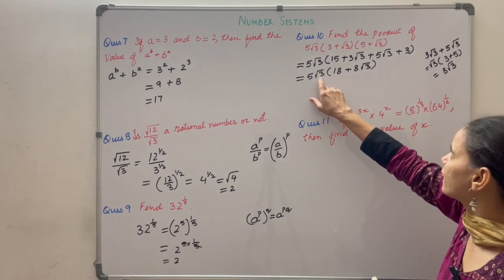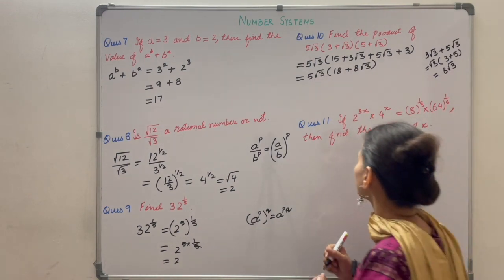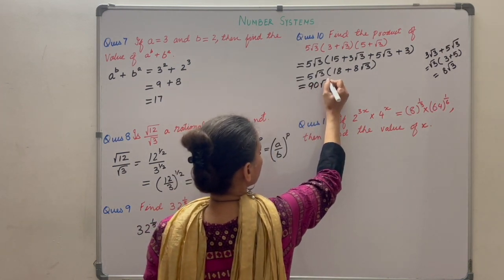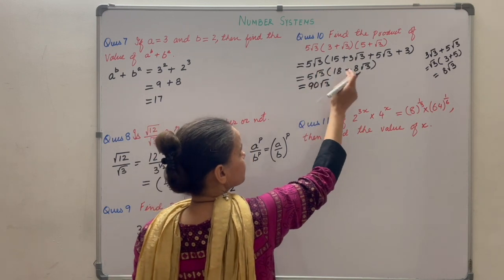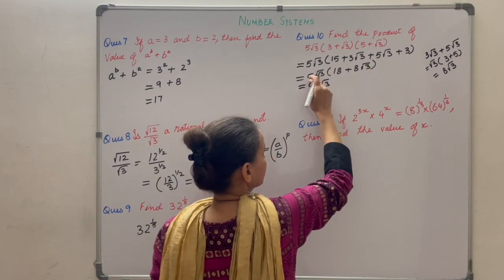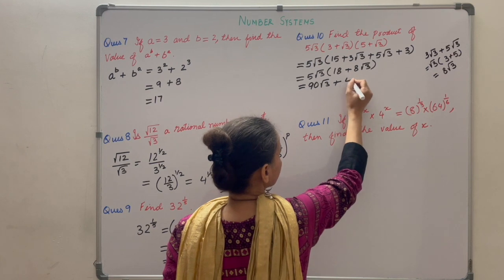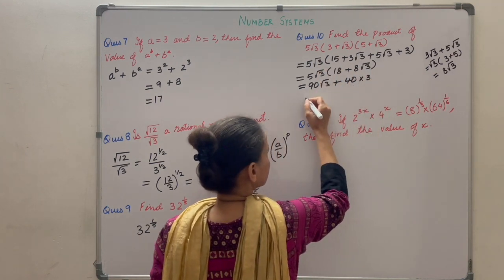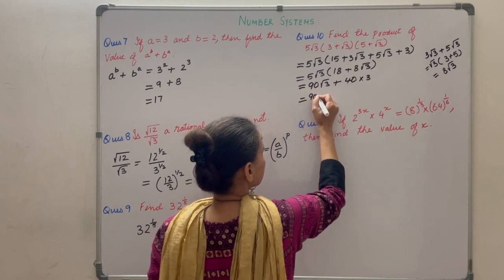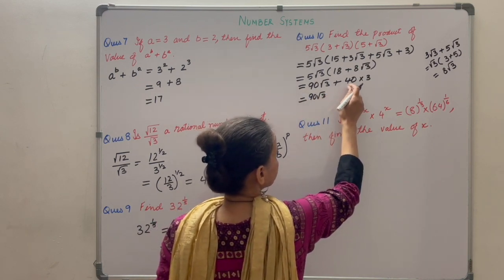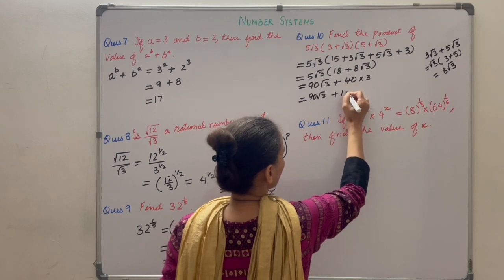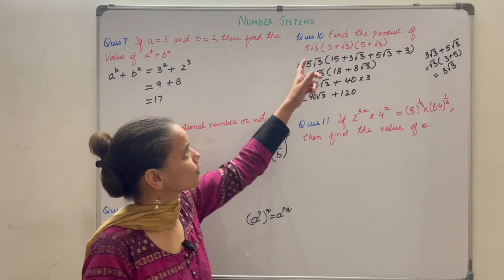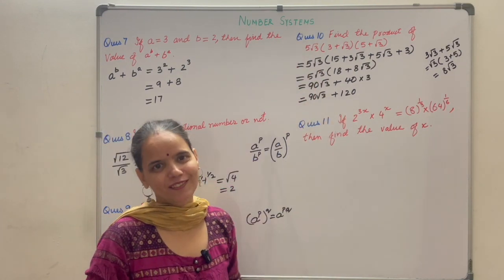Again you have to apply distributive law here to solve it. So you have to multiply 5 root 3 to 18. So what will you get? 90 root 3. Then you have to multiply 5 root 3 to 8 root 3. So 8 into 5, you will get 40. And root 3 into root 3, you will get 3. So here you have 90 root 3 and 40 into 3 is 120. So now you can leave your answer here. So the product of this is 90 root 3 plus 120.